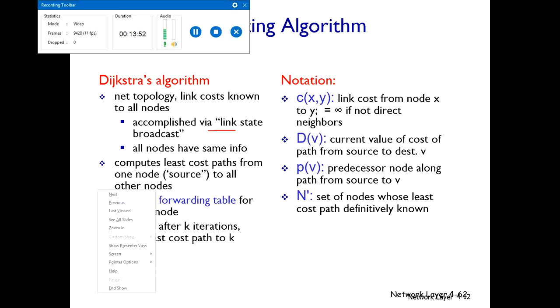Alright, now let's discuss some of the notations before we go further. C(X,Y) is the cost of the link from X to Y. So we call it the link cost from node X to node Y. It is infinity if X and Y are not direct neighbors. If they are direct neighbors, they will have some number. D(V) is the distance from source to destination, the current value of the cost of the path from source to destination V. P(V) is the path, or the predecessor node along the path. So what is the previous node along that path to reach from the source to node V. And N' is the set of all the nodes whose least cost path is known definitively. So these are some of the notations which we will be using.